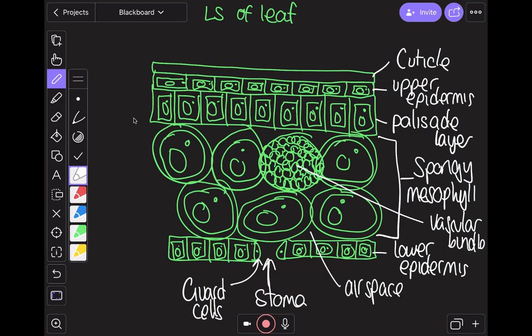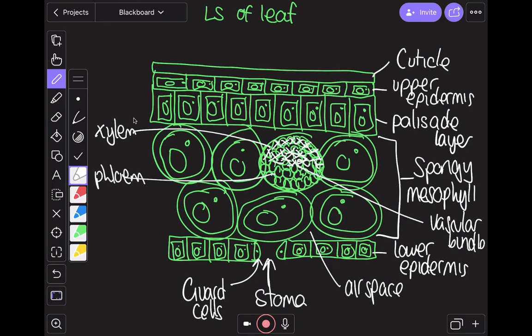Now if you want, you can cover, I do it with X's, so then I know that this part is my xylem on top here and the phloem is going to be at the bottom. So this is your xylem and this is your phloem.